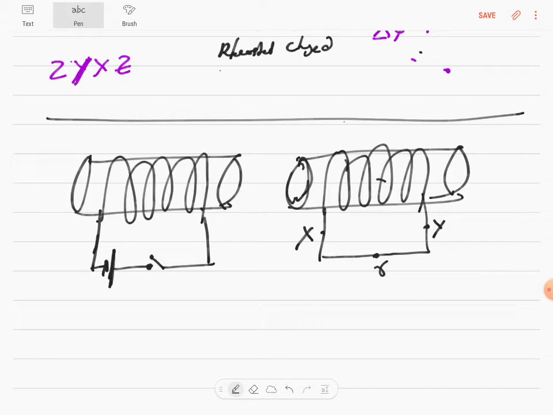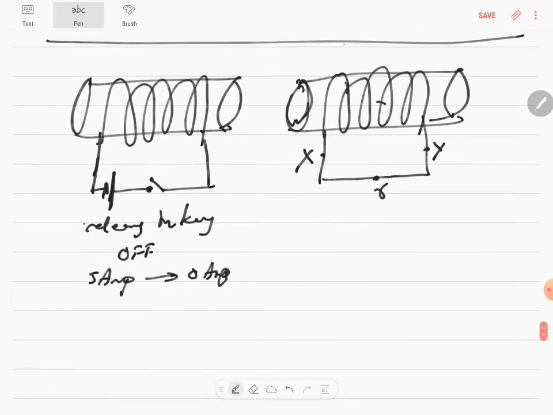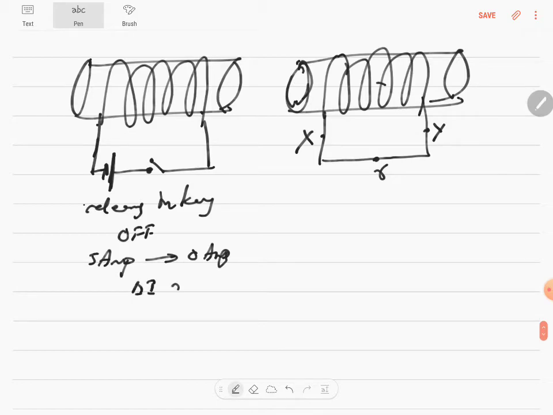So then here, what are we doing? We are releasing the key, which means we are switching off, which means from some finite amps, say 5 amps, the current is coming to 0 amps. So the current is decreasing, delta I is decreasing, so delta phi will decrease. In which direction is this delta phi decreasing?